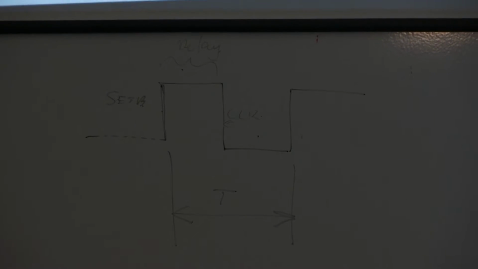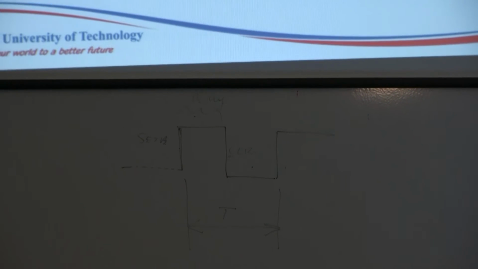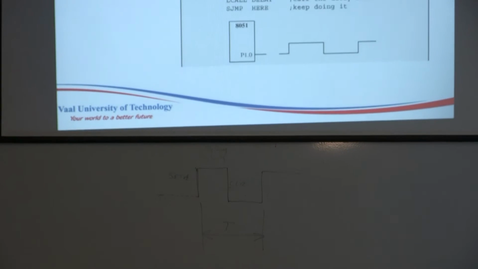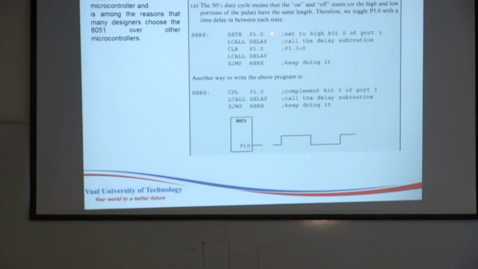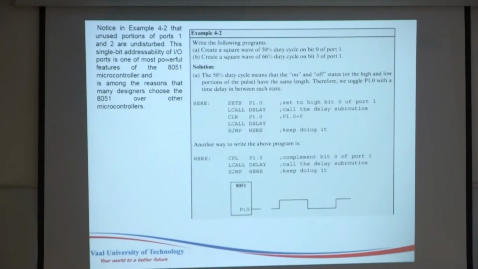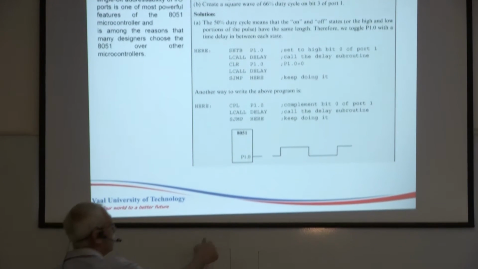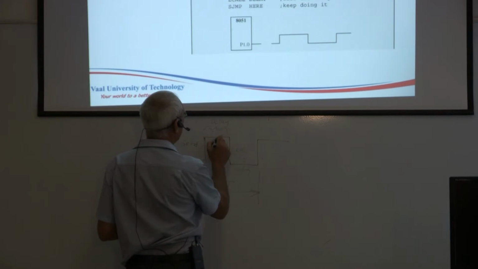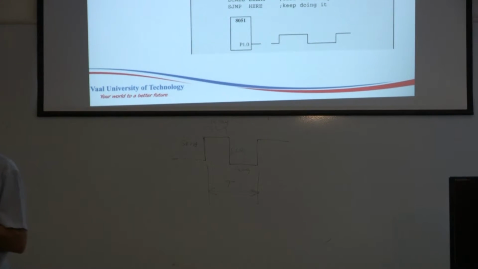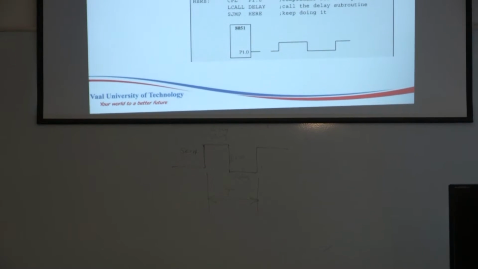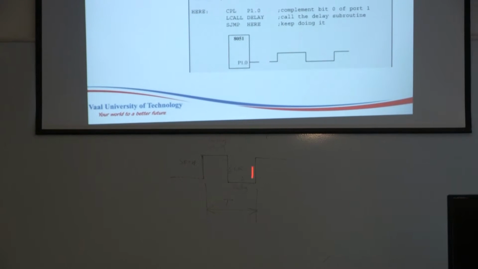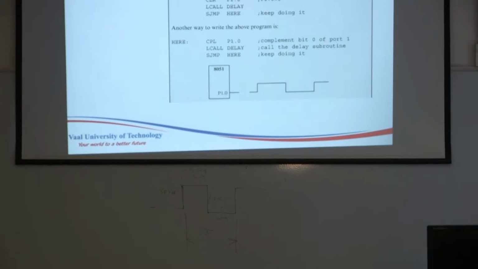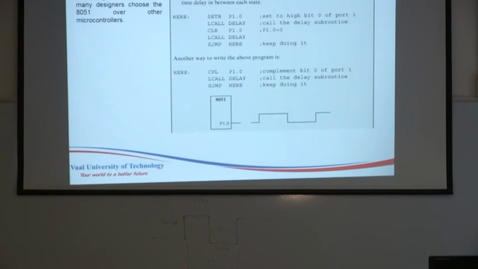And then I call delay again. And which delay do I call? The same one, isn't it? So that means that this is also delay. So that will equal that. How do you change a duty cycle? You will just call different delay programs, isn't it? All right, so you got the idea.